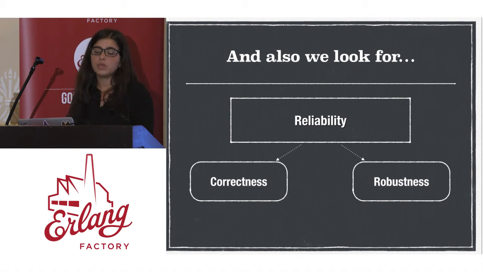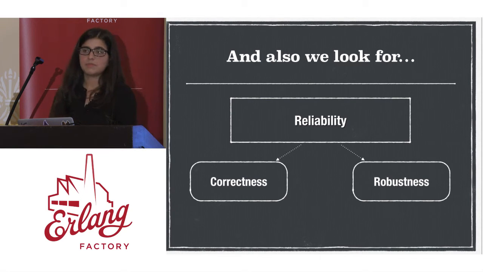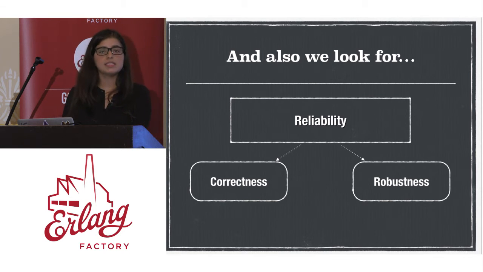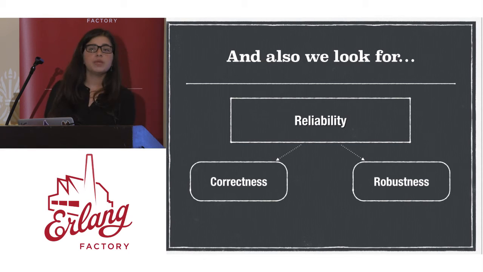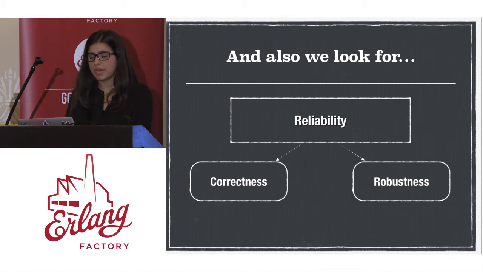For robustness, we have that robust software acts acceptably in cases in which it cannot do what it's supposed to do. And for correctness, we have that correct software does what it's supposed to do and just that. So, for example, if I want to check my balance of my bank account online, I should be able to do so without incrementing or reducing my balance in my bank account.